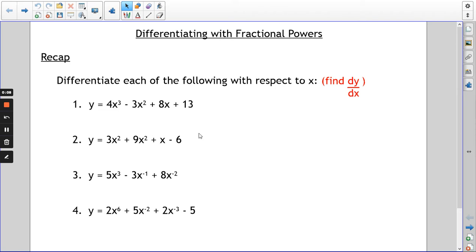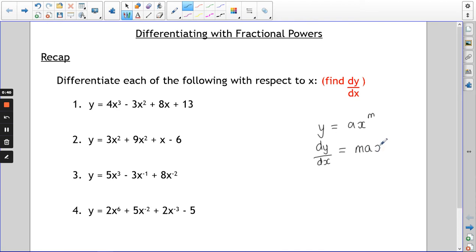Okay, we've got a bit of a recap first on just whole number powers, some positive, some negative, just as a recap of how differentiating works. And remember that the general rule for differentiating is that if you've got a function in the form of ax to the power of m, when you differentiate it to find the gradient, so dy by dx, the power comes down in the front and multiplies, so you get ma, okay, x to the power, and your power drops by 1, so m minus 1. Okay, so generally the rule is bring the power down and multiply, and then take away 1 from the power, which is easy enough when they're whole numbers, a little bit trickier when they've got fractions in.